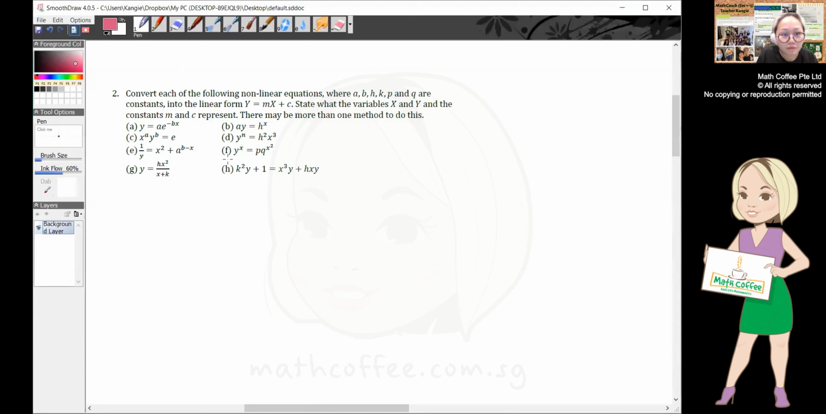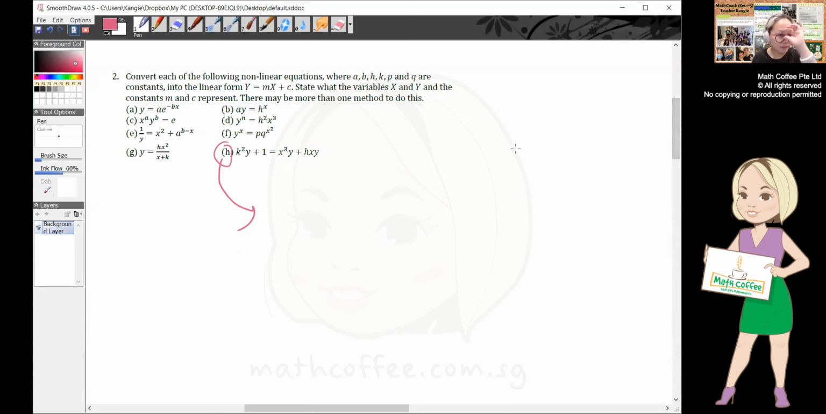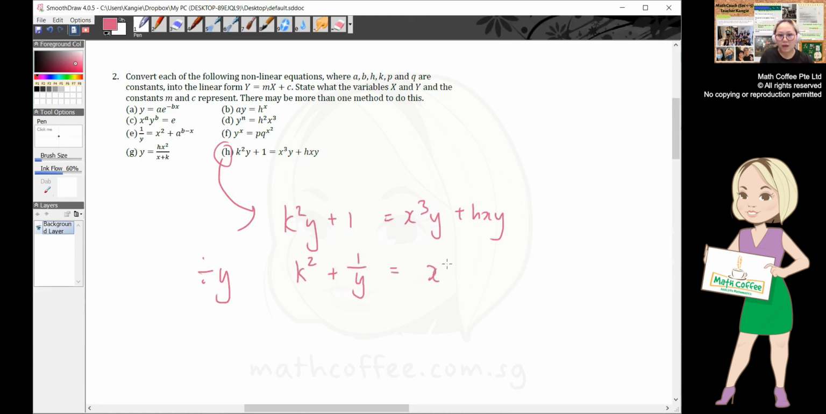This h. Because, do you see that there are 4 terms there? Most of the time, you only see 3 terms, right? So this one got 4 terms. How are we going to do it? I write the question first. So, what I do is, I can see that there are 3 terms who have y. So the first thing I'm going to do is I divide by y first. I will get k squared plus 1 over y equals to x cubed plus hx.